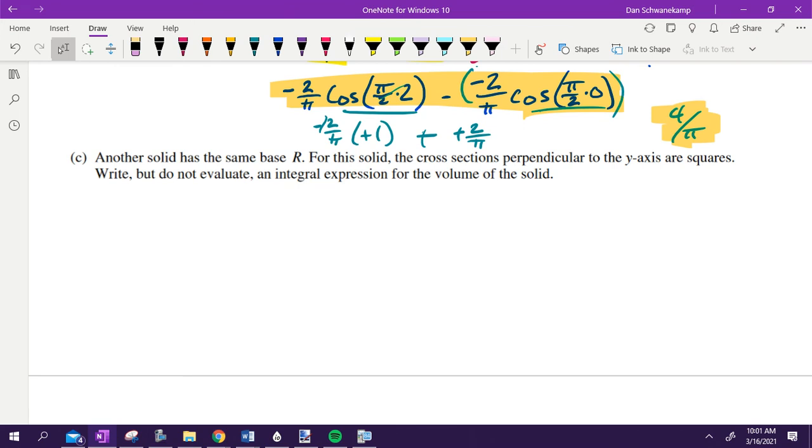Find another solid that has the same base R. For this solid, the cross sections are perpendicular to the y-axis, and you got squares. And then our favorite phrase, write but do not evaluate an integral for the volume of the solid. That makes this problem a lot easier. See what you can do.